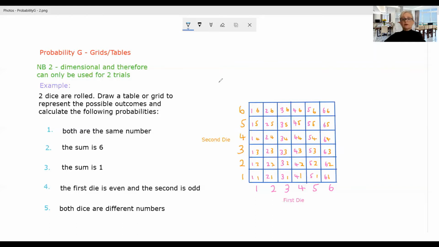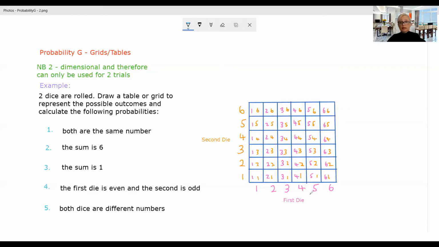However, one benefit is that this tends to be a lot neater. If I tried to do this with a tree diagram, I'd have 6 branches coming out to start with, and then 6 branches off each of those branches, which would be quite a mess, whereas this is relatively neat.